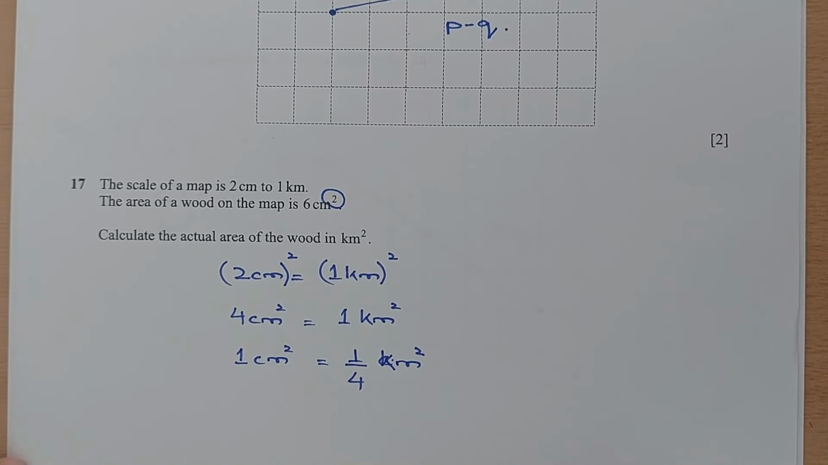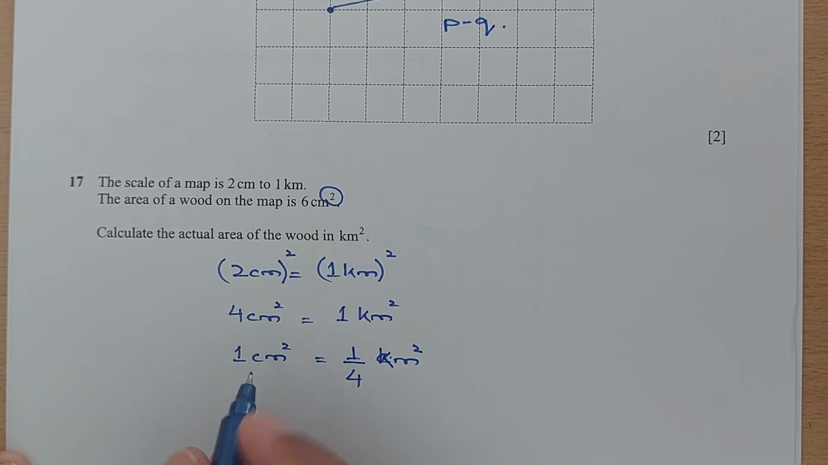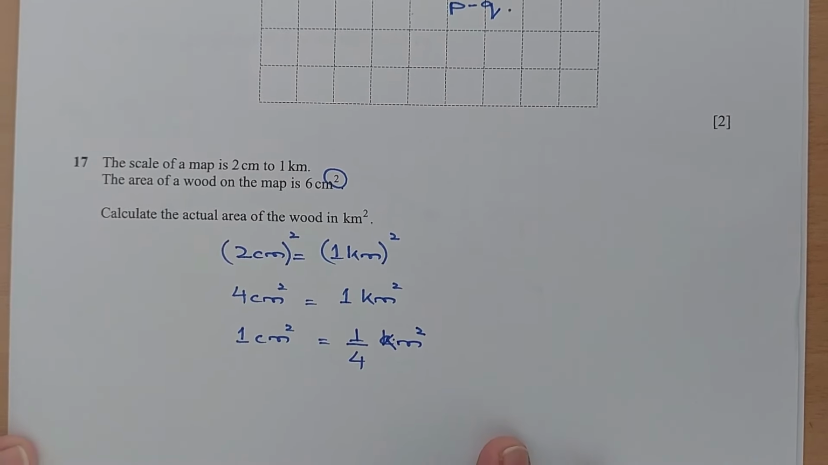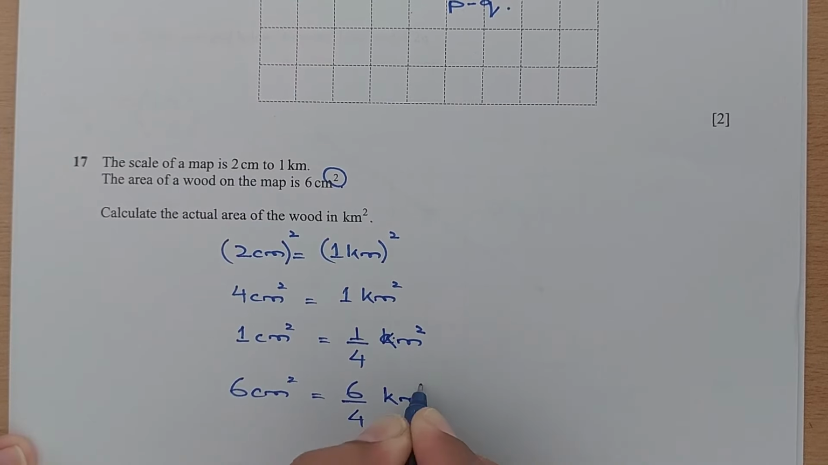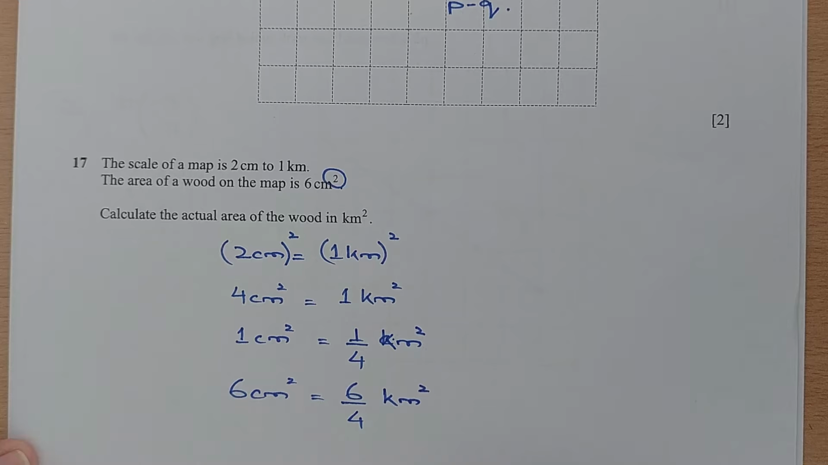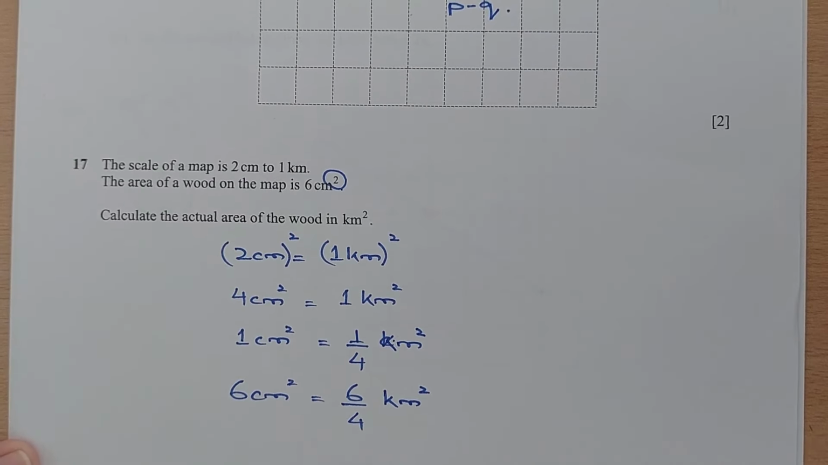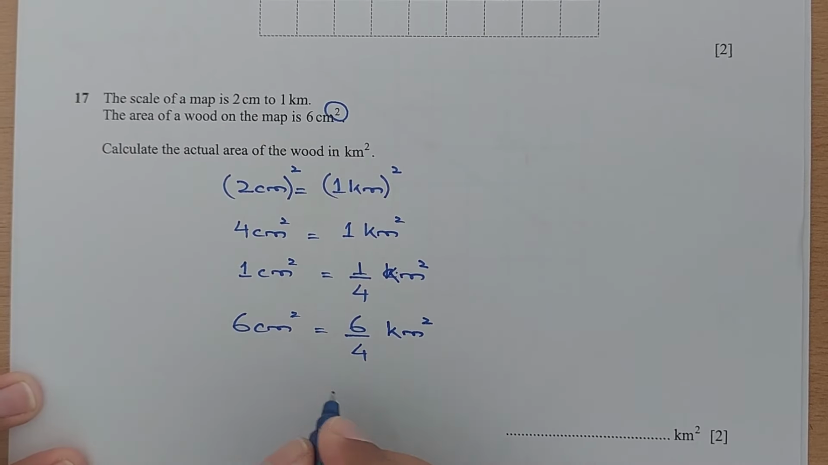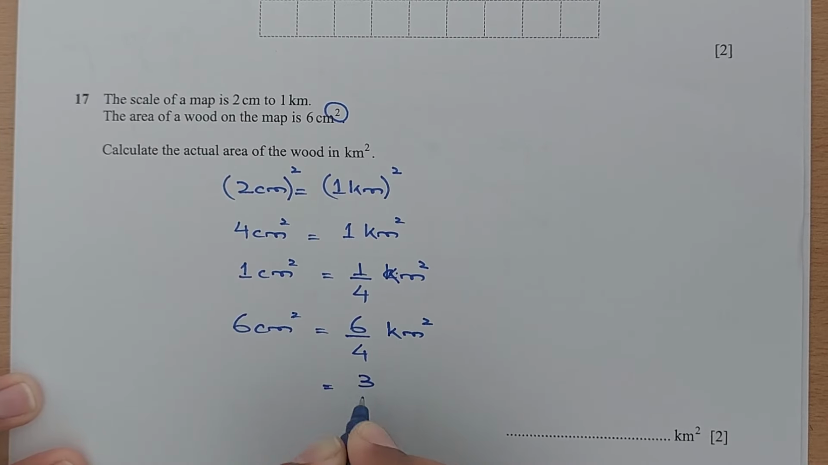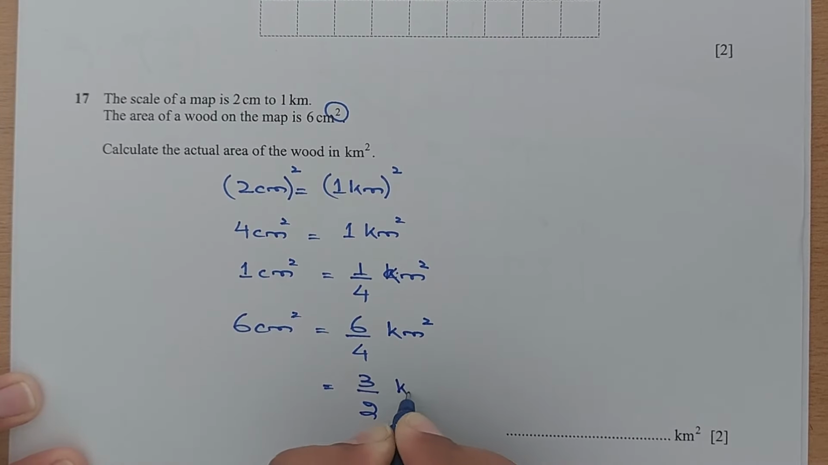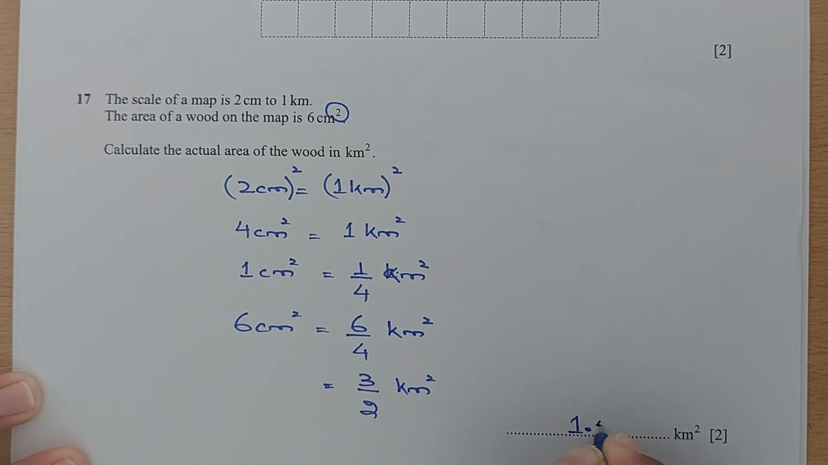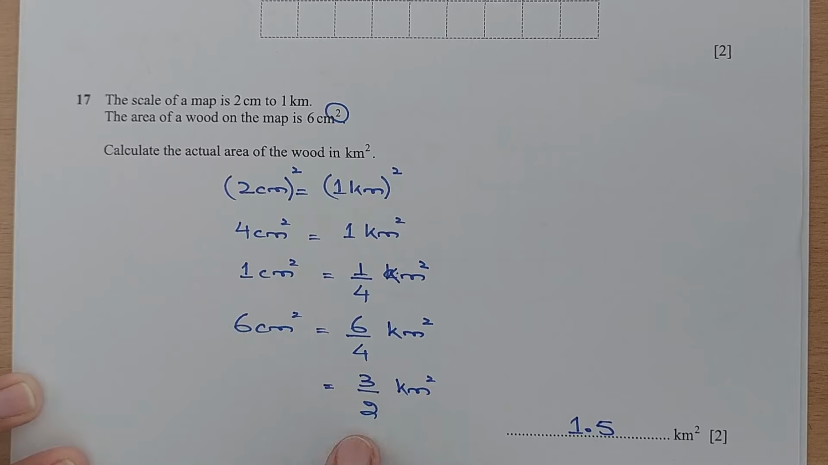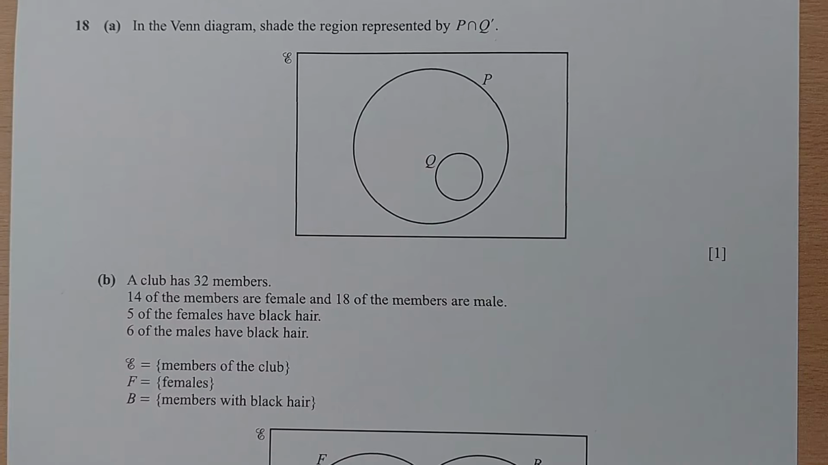Yes, now for what is 6 centimeter square, so 1 centimeter square is this much. So for 6 centimeter square, that is equal to 6 by 4 kilometer square. And 6 by 4 is 2 times 3 is 6 and 2 times 2 is 4 kilometers square, or 3 by 2 is basically 1.5. So 1.5 kilometers square, or you can keep it as a fraction 3 by 2.